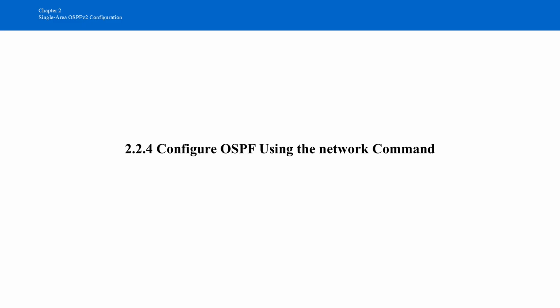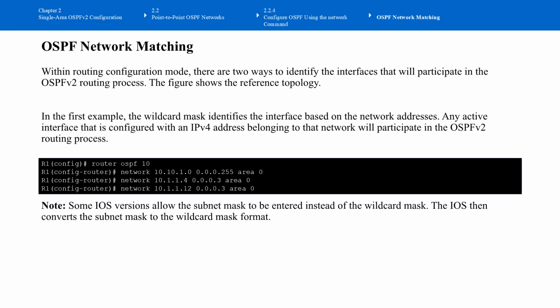2.2.4 Configure OSPF using the network command. The network command uses the network address plus the wildcard mask to select interfaces for OSPF. Here is the sample command, such as in router 1 in the global configuration mode. You enter router OSPF 10. Now we enter the router configuration mode. We have 3 examples here.